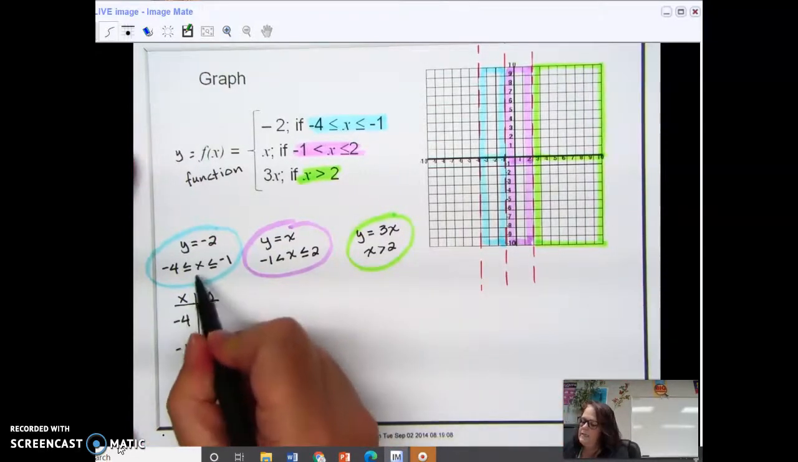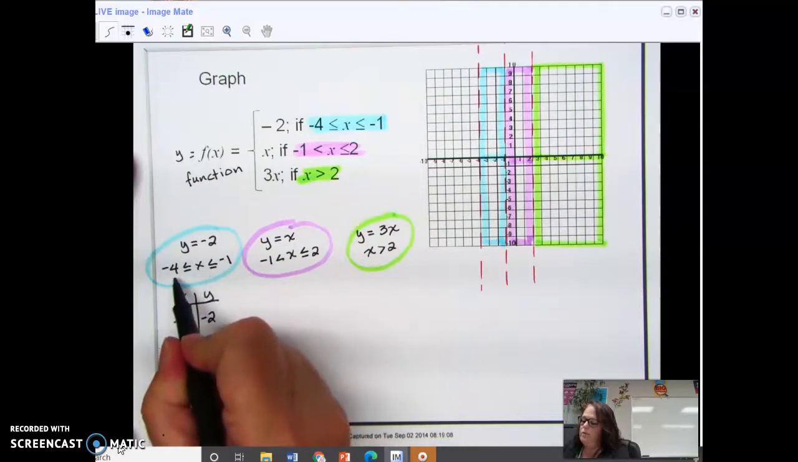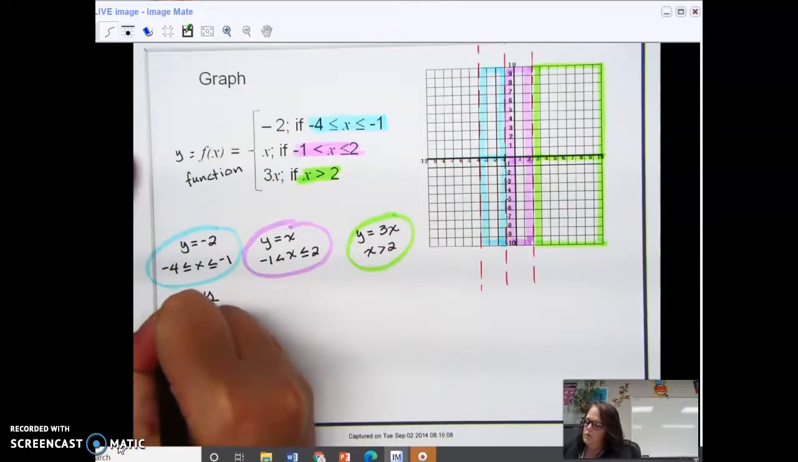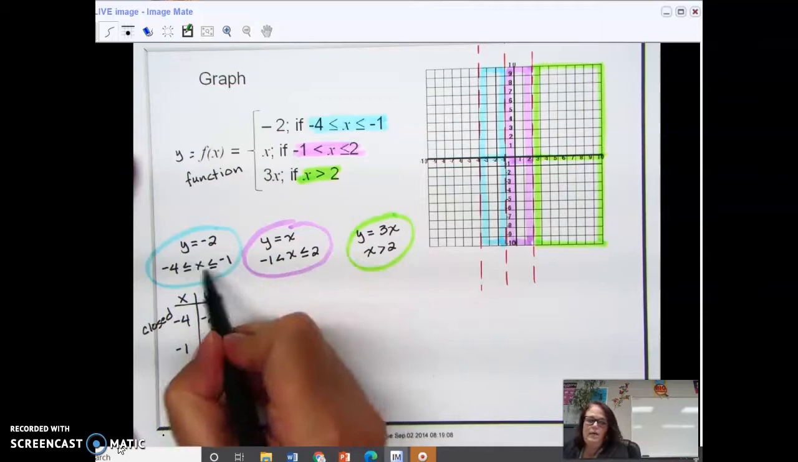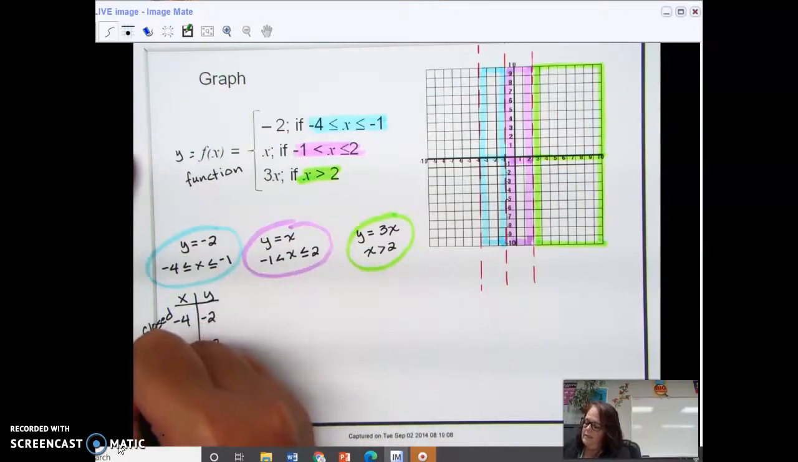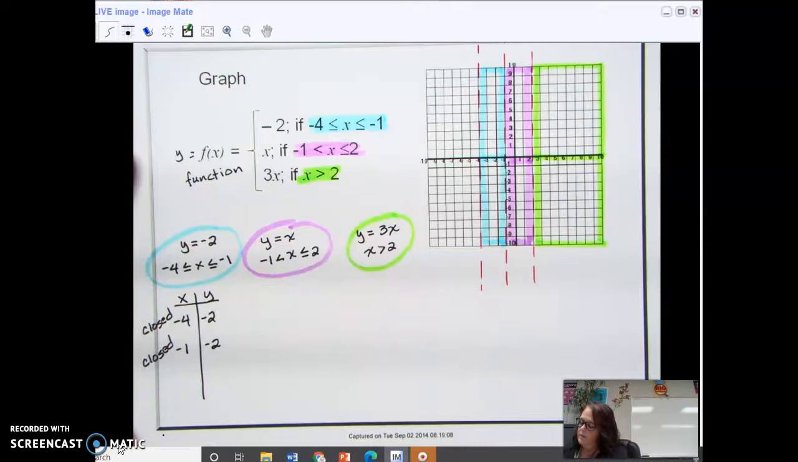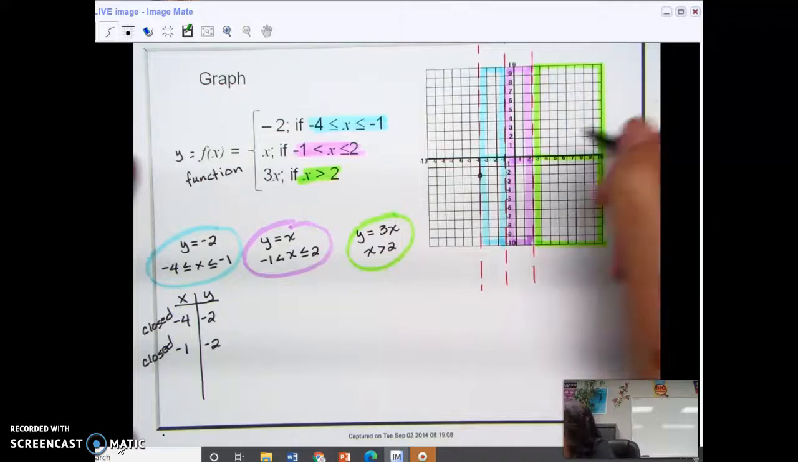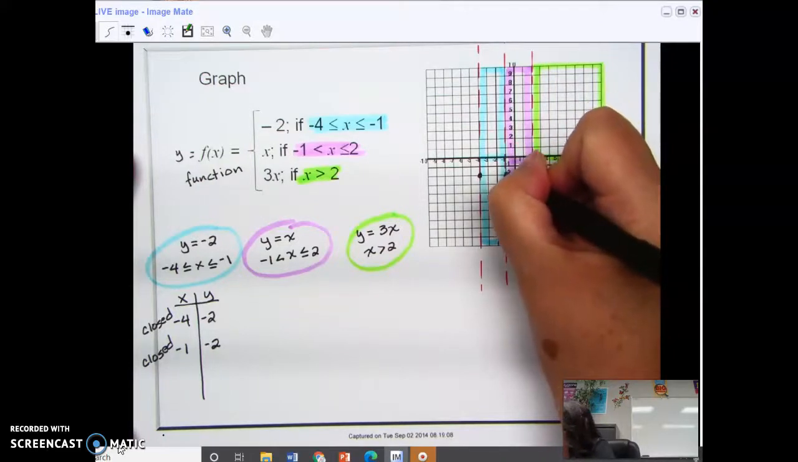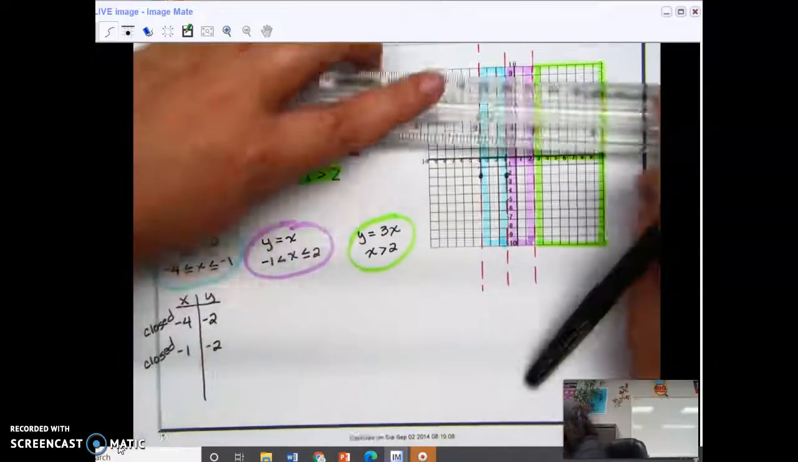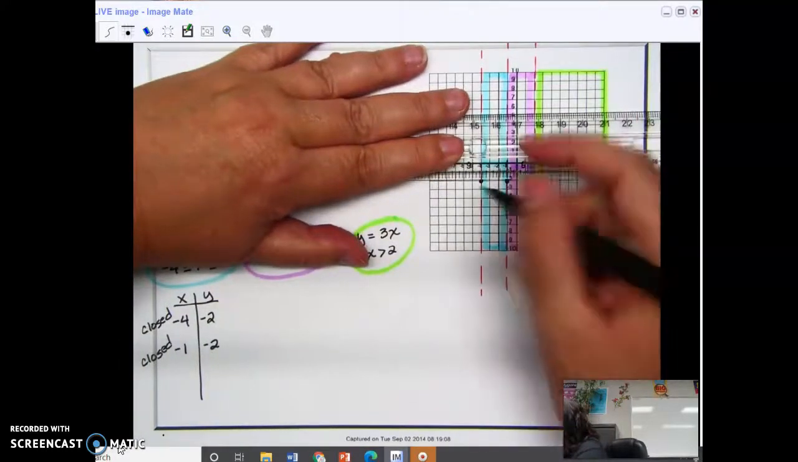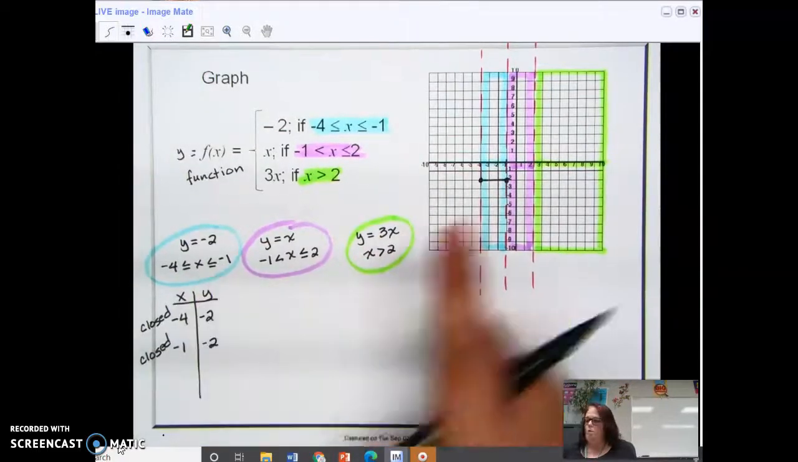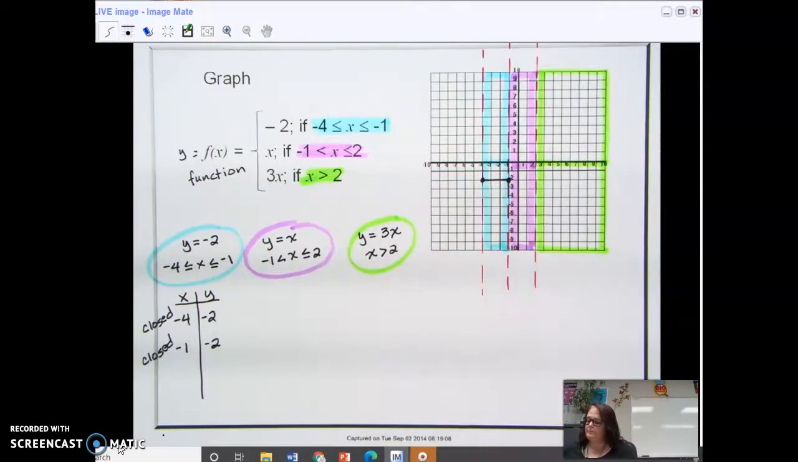Then I take my boundary and I substitute it into my domain. So is -4 less than or equal to -4? And that answer is yes. So this is closed. And then is -1 less than or equal to -1? And since that answer is yes, we will also be closed there too. So I have a closed circle at -4, -2, and I have a closed circle at -1, -2, and then we're going to connect those dots. And again, this blue section should only be in the blue domain on my graph.